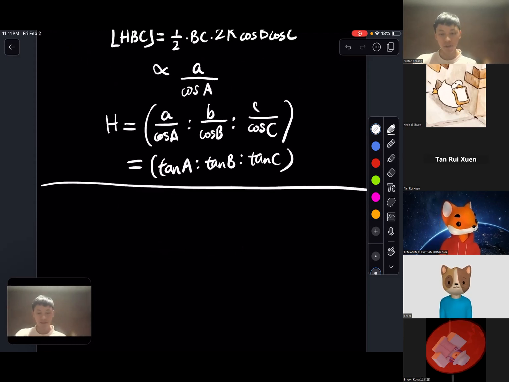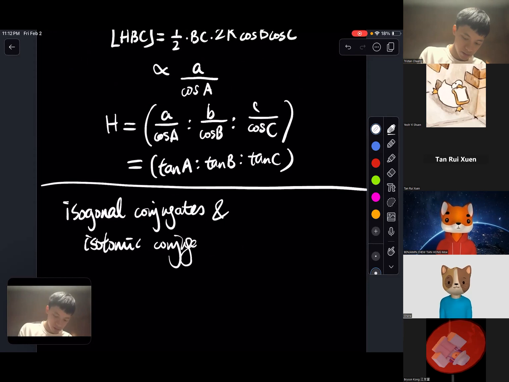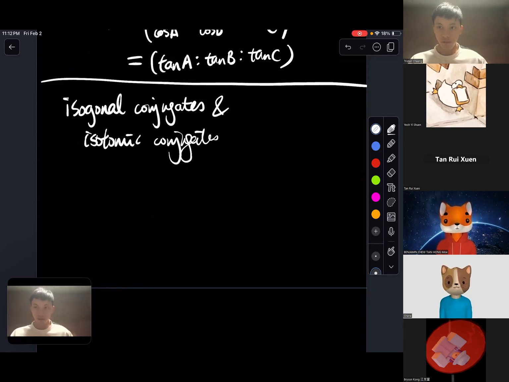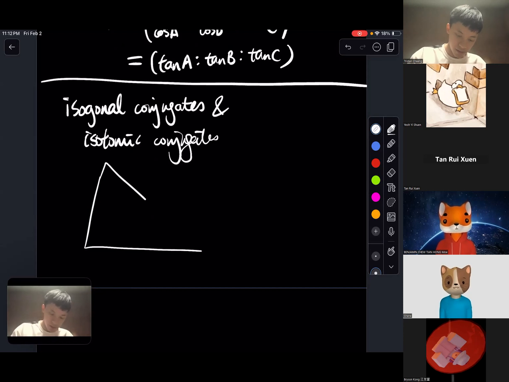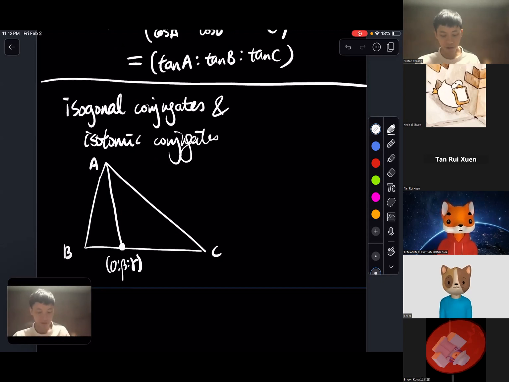Okay, let's now talk about more general points. Let's talk about isogonal conjugates and isotomic conjugates. So remember that if a point here has coordinates 0, beta, gamma, then the ratio of these two things is gamma over beta. So it's kind of always flipped, which is consistent with what I said, that the one with the bigger number is the one closer.